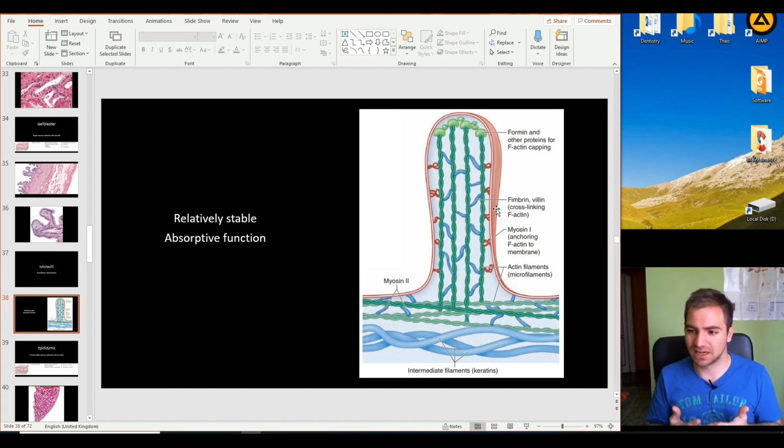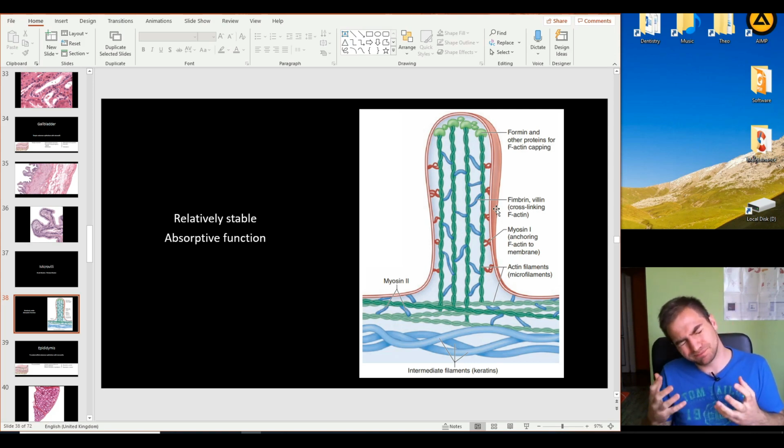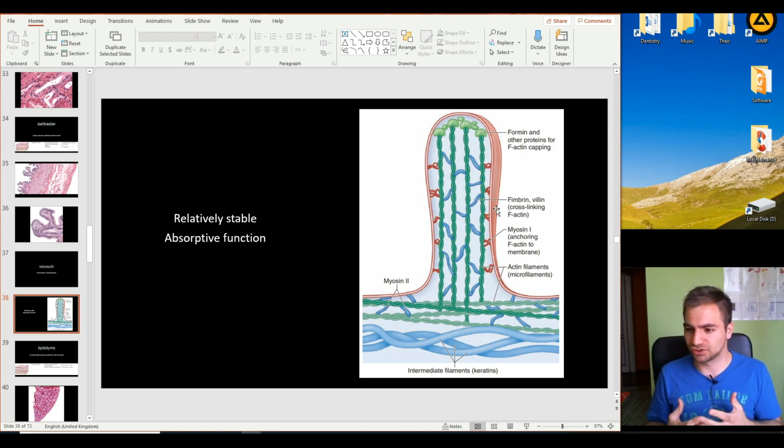So the structure that practically makes up the microvilli is microfilaments, which is the very typical example of an exception. We see that microfilaments typically are mobile structures, but here they play a role in a mostly non-movable structure. This is relatively stable. Minor movements, of course, are produced, but that's not the point of microvilli. And again, the function of microvilli is absorption.